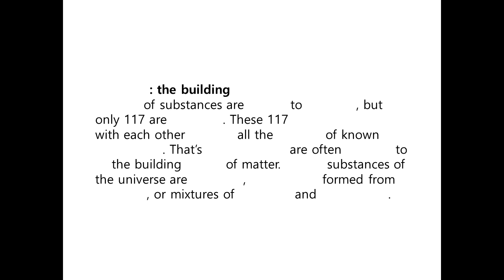Millions of substances are known to chemists, but only 117 are elements. These 117 elements combine with each other to form all the millions of known compounds. That's why elements are often referred to as the building blocks of matter. All the substances of the universe are elements, compounds formed from elements, or mixtures of elements and compounds.